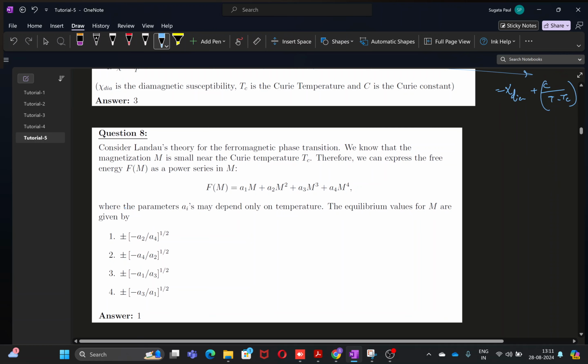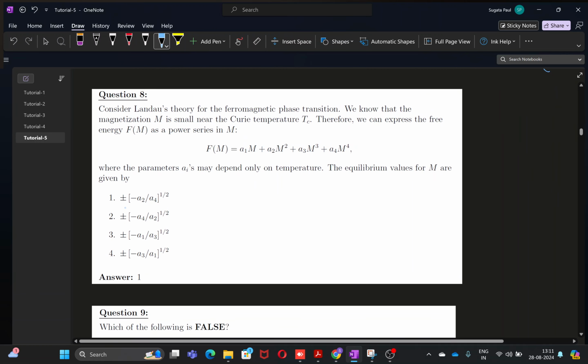This was easy. Now question number 8 is about Landau's theory of ferromagnetic phase transition. Now we know that the magnetization M is small near the Curie temperature Tc, therefore we can express the free energy as a power series in M. So this power series is given. Okay, F(M) equal to some power series of M is given, where A1, A2, A3, A4 up to 4th order are present. Higher order terms are neglected because they have very negligible contribution, and the parameters Ai may depend only on temperature. So these parameters are either constant or dependent on temperature, not any other parameter.